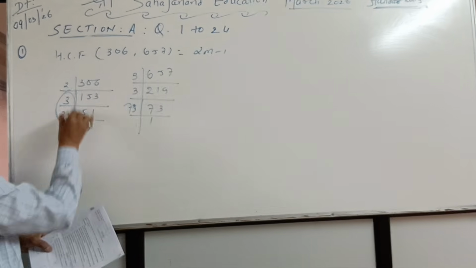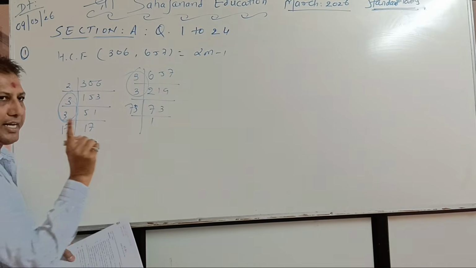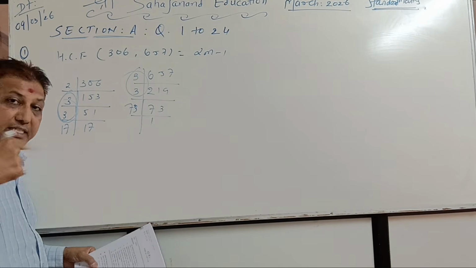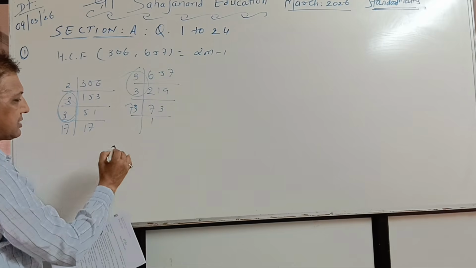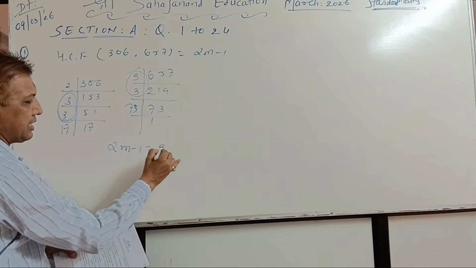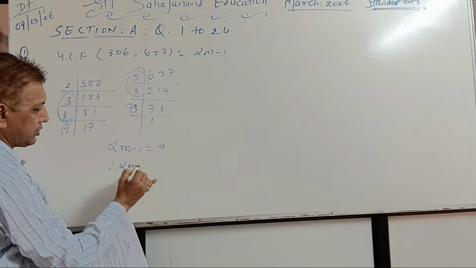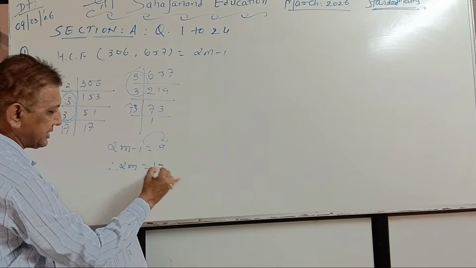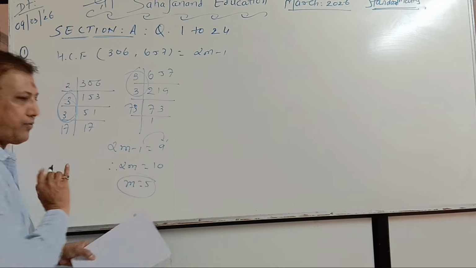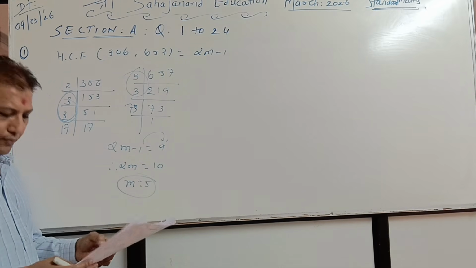So here the common factor is 9. Our HCF is 9, given in our textbook, right? But here the expression is 2m minus 1 equal to 9. Therefore 2m equal to 10, m equal to 5. So the first answer is 5.